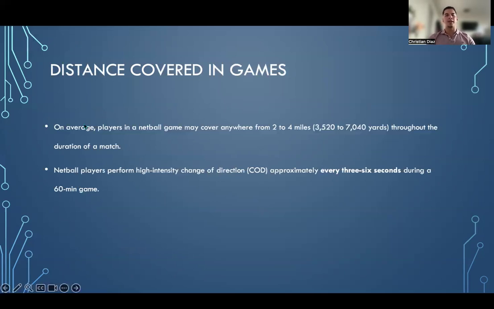The distance covered in games. On average, players in a netball game may cover anywhere from 2 to 4 miles, which is 3,500 to 7,000 yards throughout the duration of a match, which is usually 60 minutes. A fun fact is that players perform very high intensity change of direction. Approximately every 3 to 6 seconds during the play, there's a change of direction.